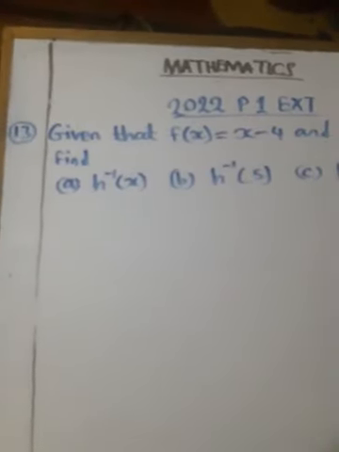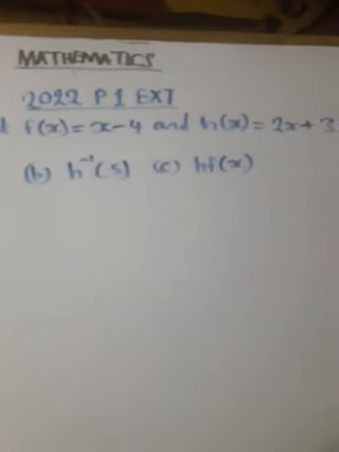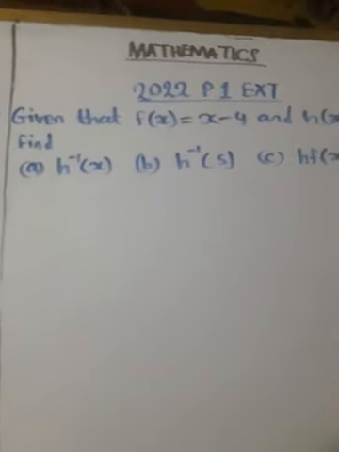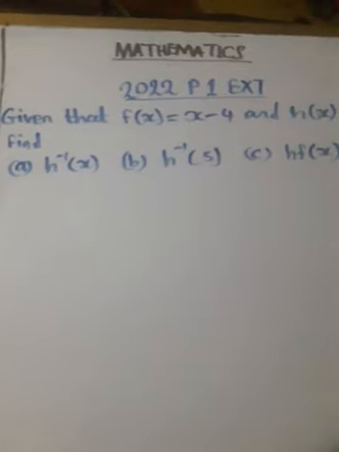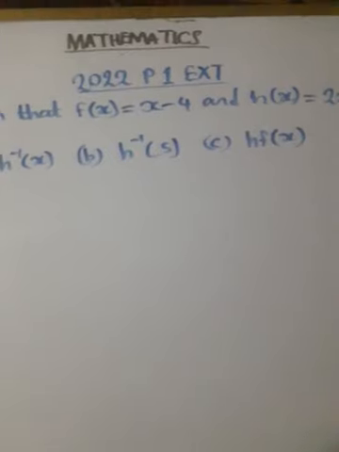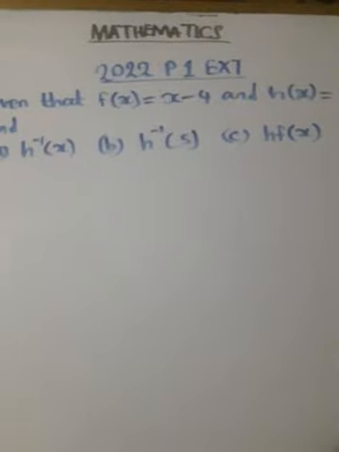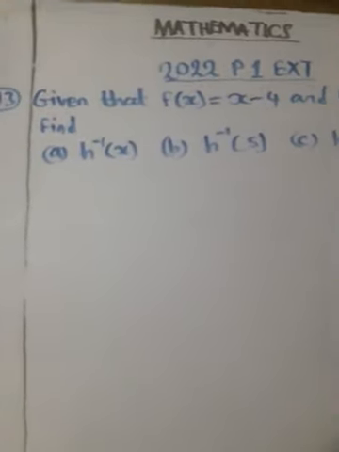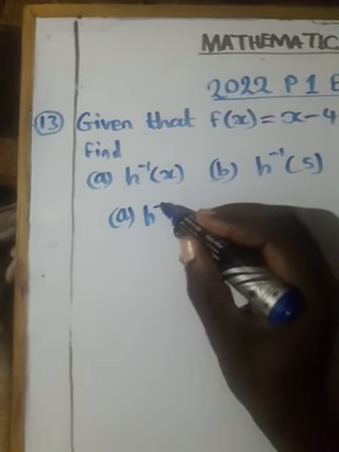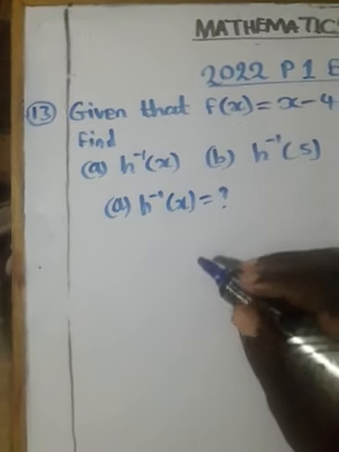Given that f of x equals x minus 4 and h of x equals 2x plus 3, find part A, h inverse of x, part B, h inverse of 5, part C, h of f of x, which is a composite function. So for part A, which is h inverse of x, is our question.